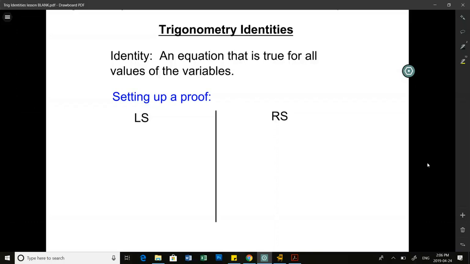When I prove them, I take the left side of the equation and write it separate from the right side. Then I do some work, maybe some substitutions with my identities. I'll plug things in and work maybe on just one side, maybe on both sides. But we don't cross over this line. This line completely separates our work.